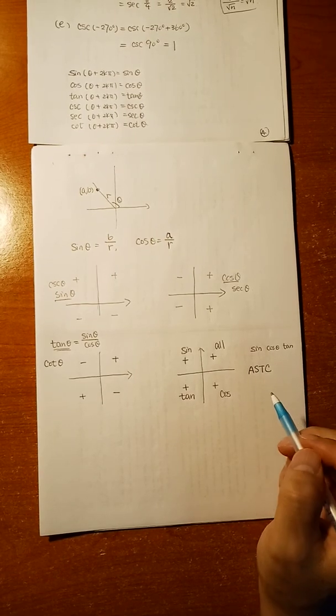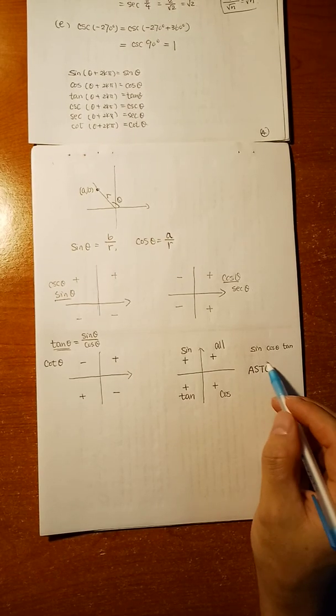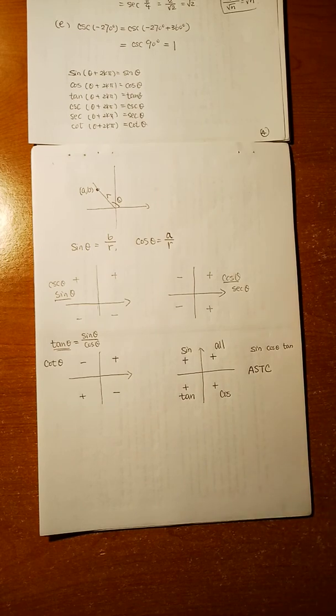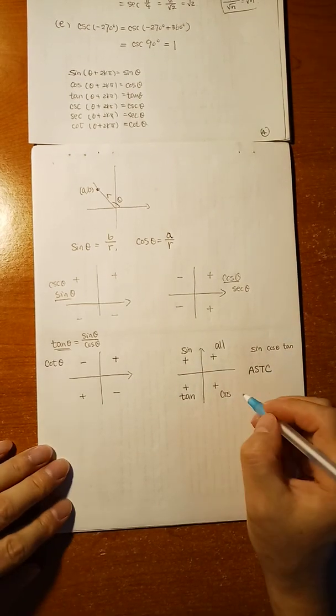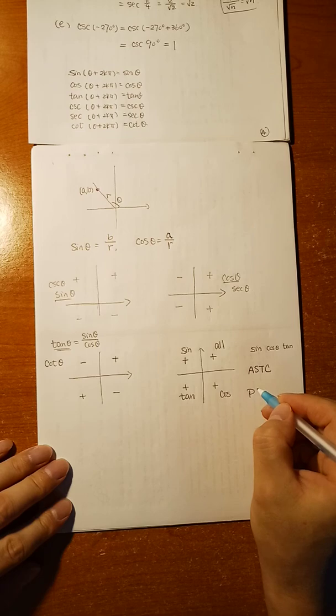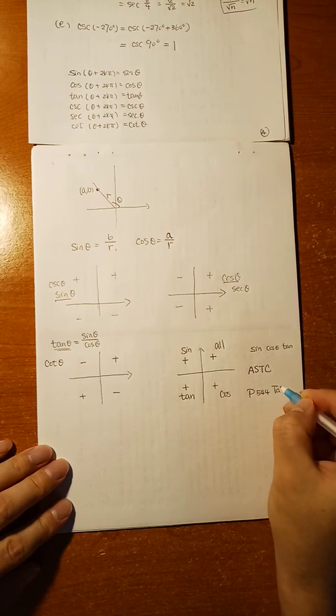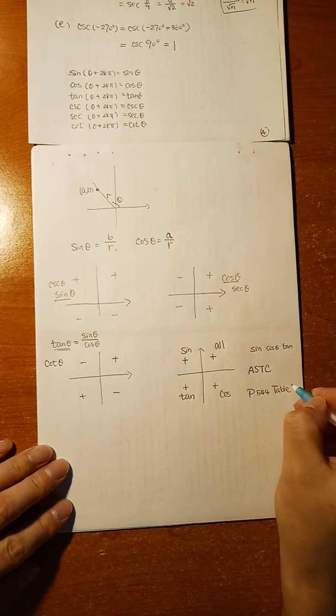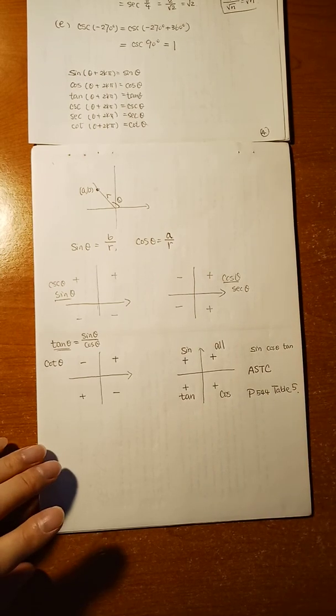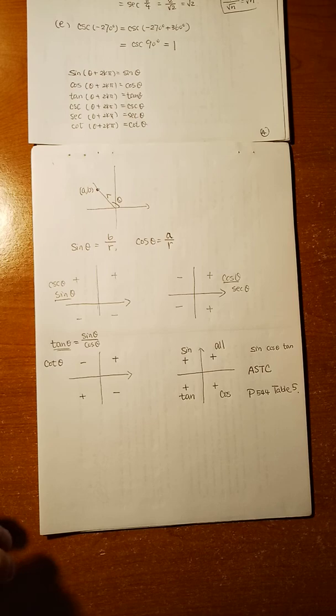A, S, T, C. Many of you know this trick to memorize the signs. This is on page 544, Table 5. Table 5 gives you the signs according to the quadrants.